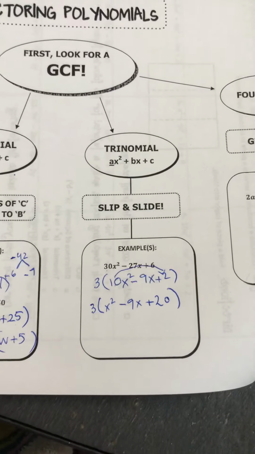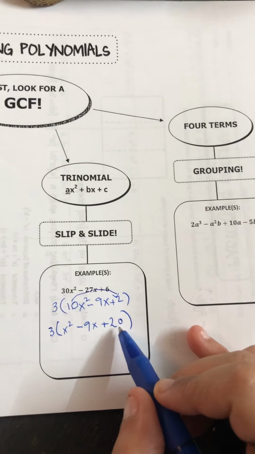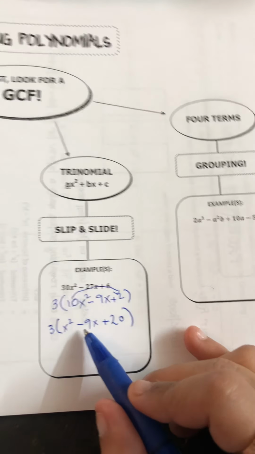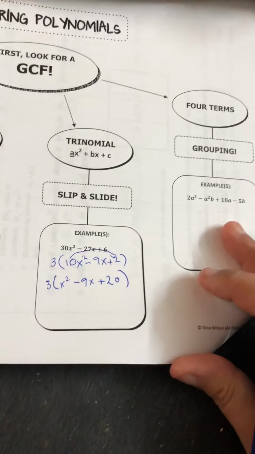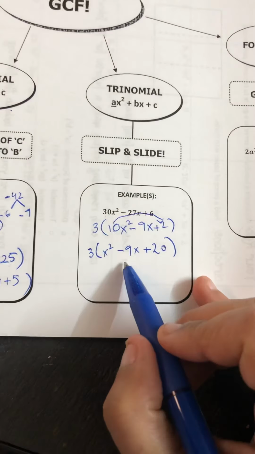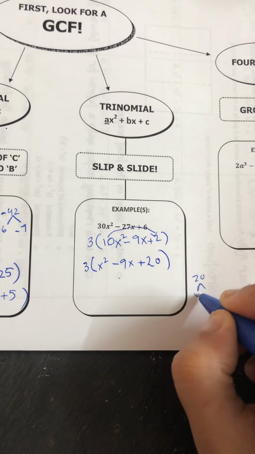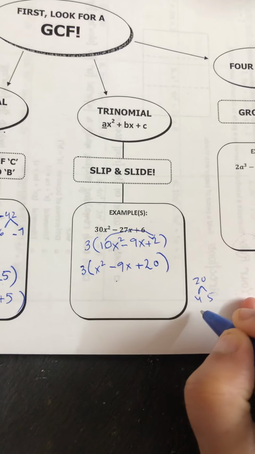Once I get this, what I have to do is look for the factors of 20 so that it gives me a negative 9. My two numbers multiplied give me 20, and when I add them, it should be a negative 9. The two numbers which give me 20 are 4 and 5, and when I add them, it gives me 9.